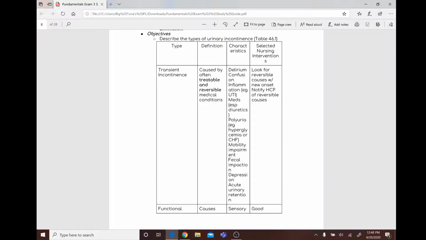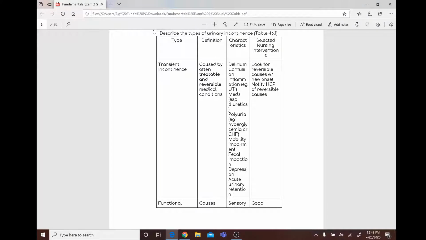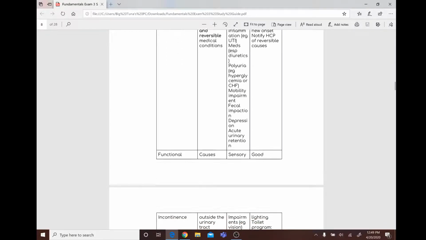What causes transient incontinence? Treatable and reversible medical conditions. What are the characteristics of transient incontinence? Delirium, confusion, inflammation, fecal impaction, depression, acute urinary retention, mobility impairment. What are the interventions going to be for transient incontinence? Look for reversible causes with new onset. Notify a healthcare provider of reversible causes.